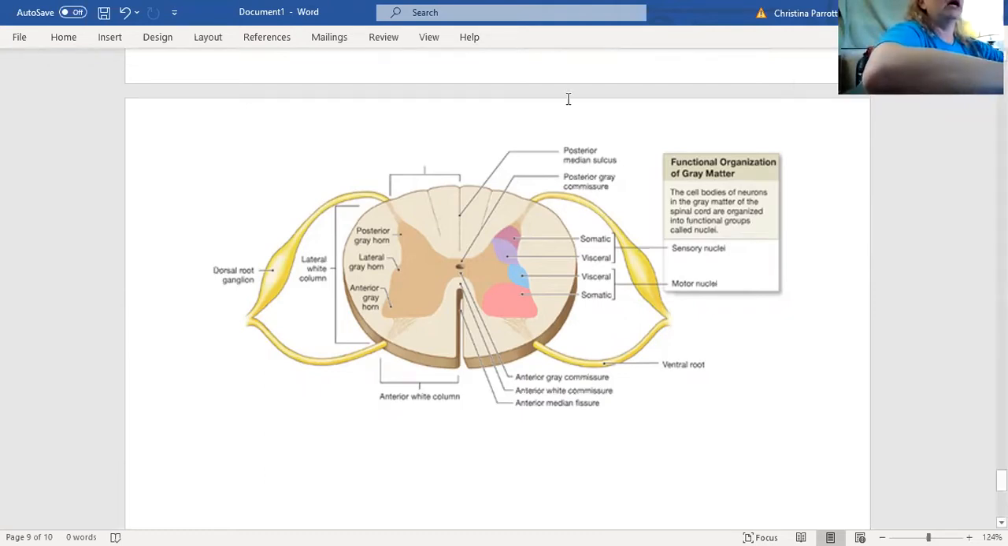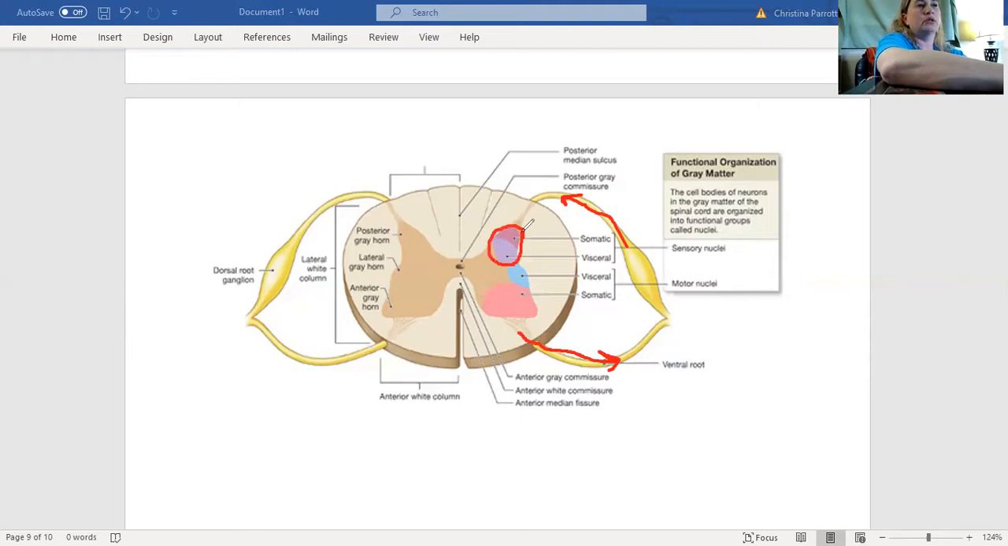Okay, remember that all of your sensory neurons are coming in through your dorsal root. So both of these are going to be sensory nuclei here, coming in the back, the posterior horn of the gray matter. And then your information will leave through the ventral root. So these are going to be your motor nuclei in the ventral root. So you know that these back two right here are going to be sensory.